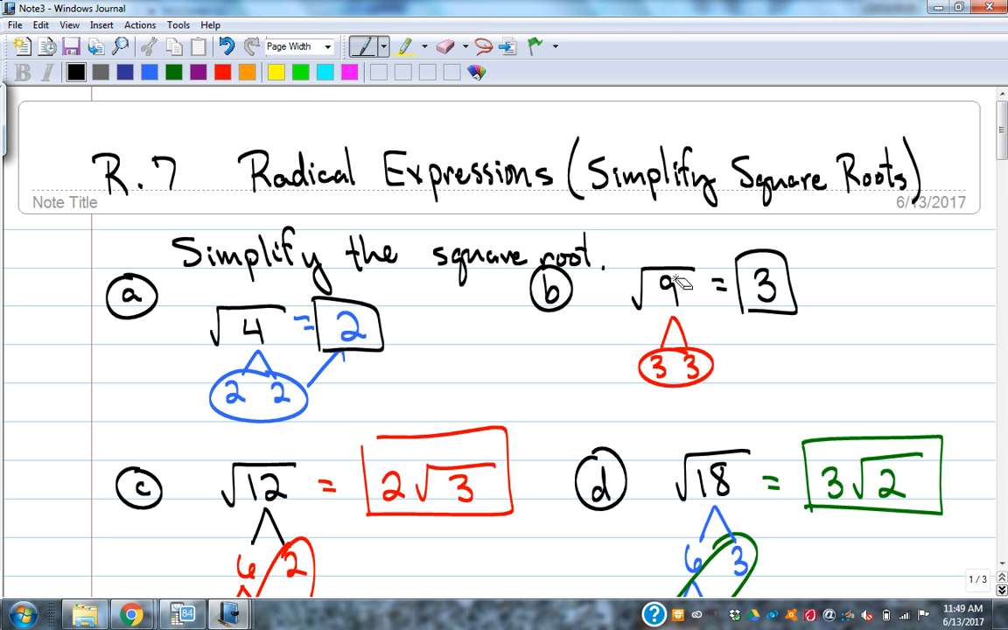Similarly, on example B, with the square root of 9, over the years we've memorized that the square root of 9 is 3. The reason it's 3 is because 9 breaks down into a pair of 3's. So that's why it's 3.